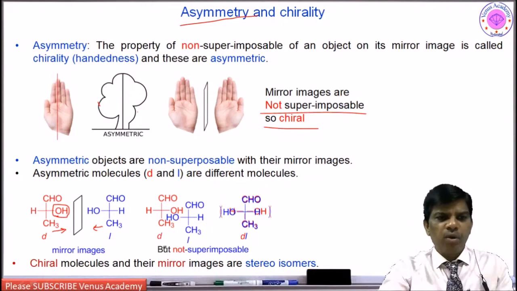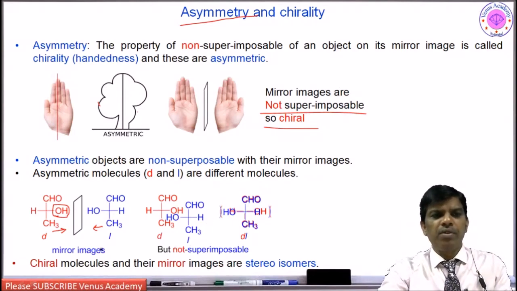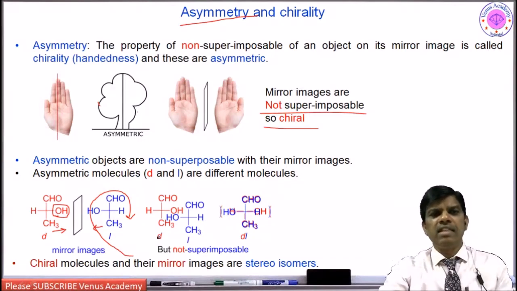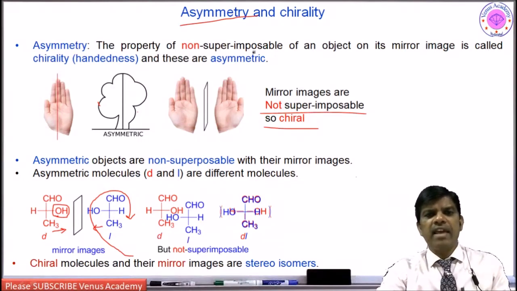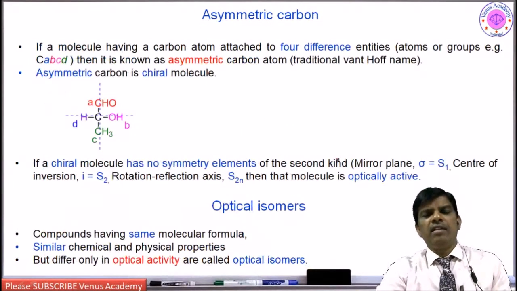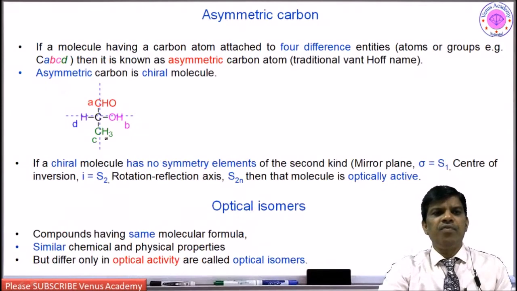And even if I rotate the whole molecule in a clockwise or anticlockwise direction, this methyl is going up and this CHO is coming down. So I cannot put one over the other. So this type of asymmetry is known as chirality. Right. Asymmetric carbon, the carbon which is substituted with four different groups, is known as asymmetric.